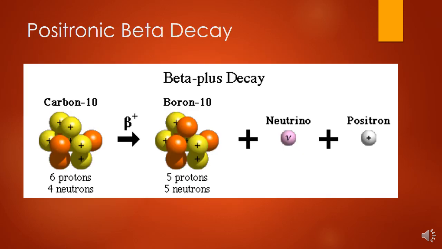There is a positive version of beta decay. I'm not going to explain it in detail. Just normal beta decay gives off a negative electron, and positive beta decay actually gives off a positron, or a positive particle.